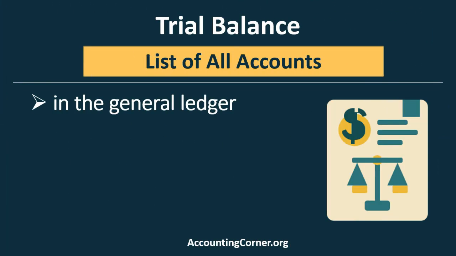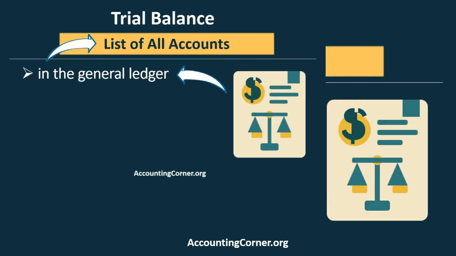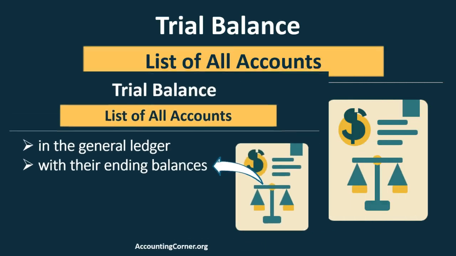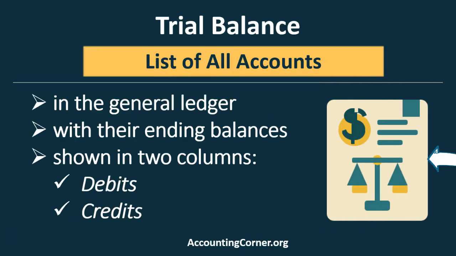Let's start from the concept of trial balance. Trial balance is simply a list of all the accounts in the general ledger, showing together the ending balances of these accounts. It is organized into two columns. One column is for debits, and another column is for credits.